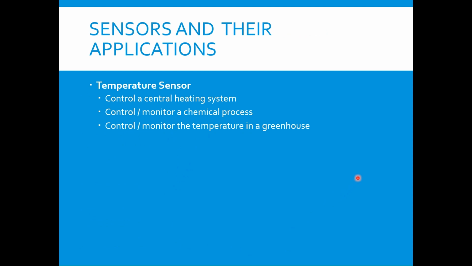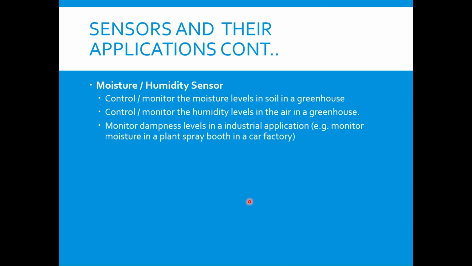Sensors and their applications. Temperature sensor. It can control a central heating system. It can control or monitor a chemical process. It can control or monitor the temperature in the greenhouse. Moisture humidity sensor that will control the moisture levels in soil in the greenhouse, and it will control the humidity levels in the air in the greenhouse. Monitor dampness levels in an industrial application. For example, monitor moisture in a plant spray booth in a car factory.